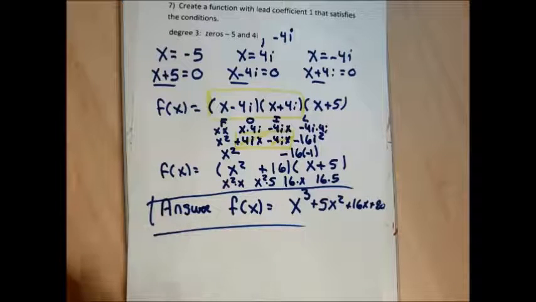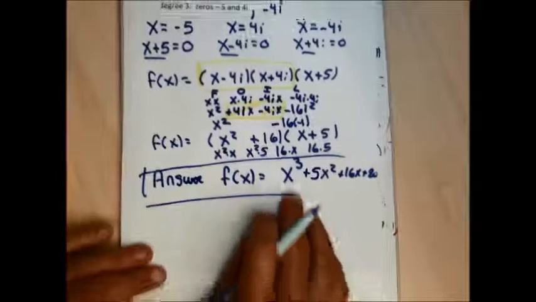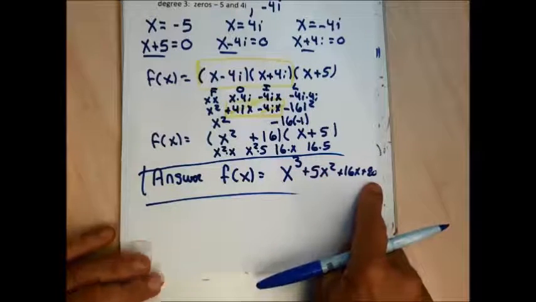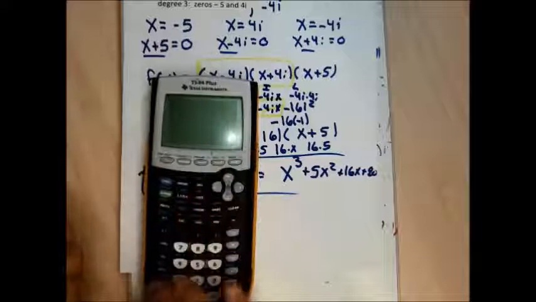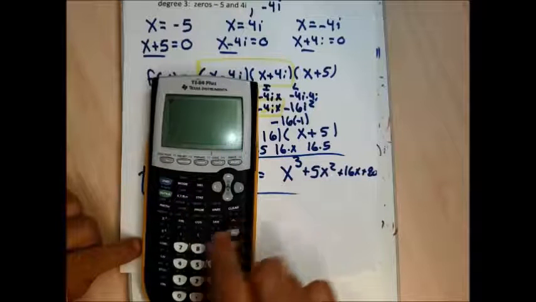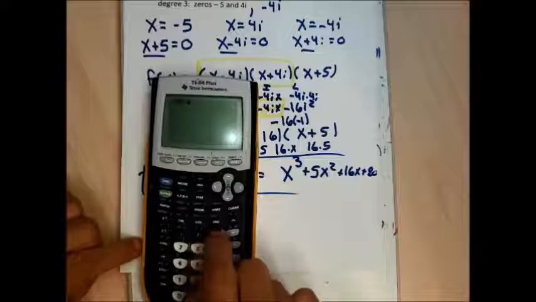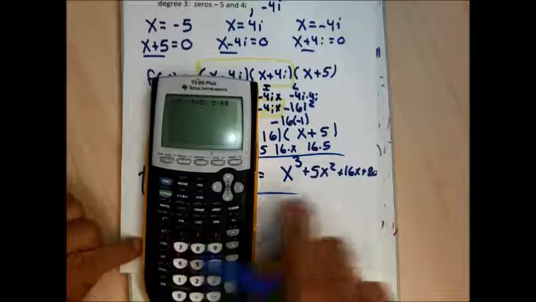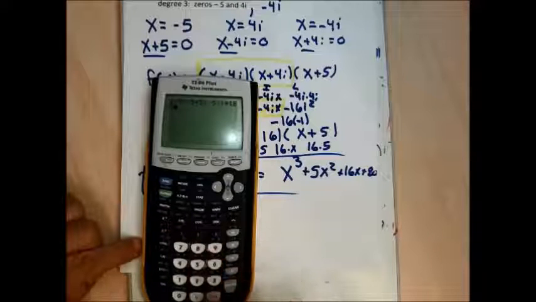And checking it's a little bit trickier. To check negative 5's right, I should be able to plug negative 5 in for these x's and get 0. So if I wanted to check my answer, I change each one of these x's to negative 5 and do negative 5, up arrow 3, plus 5 times negative 5 squared, plus 16 times negative 5, plus 80. When I hit enter, if I get 0, I know that I'm partially correct.